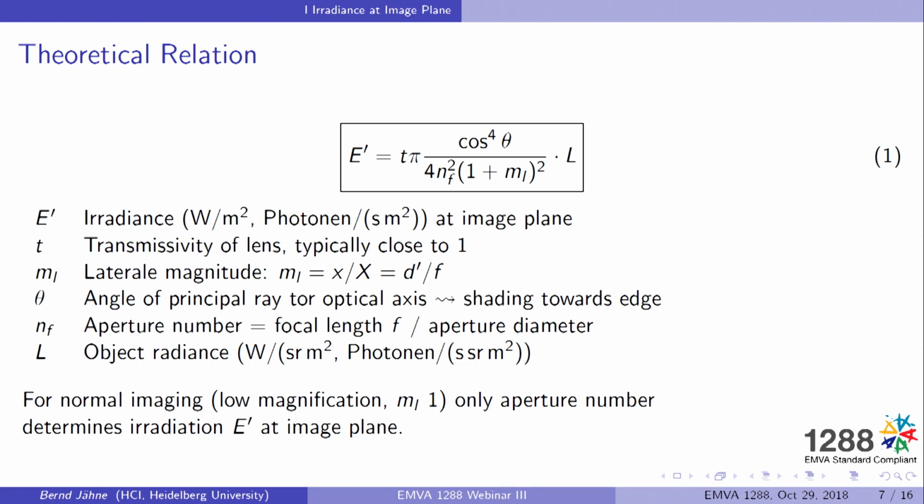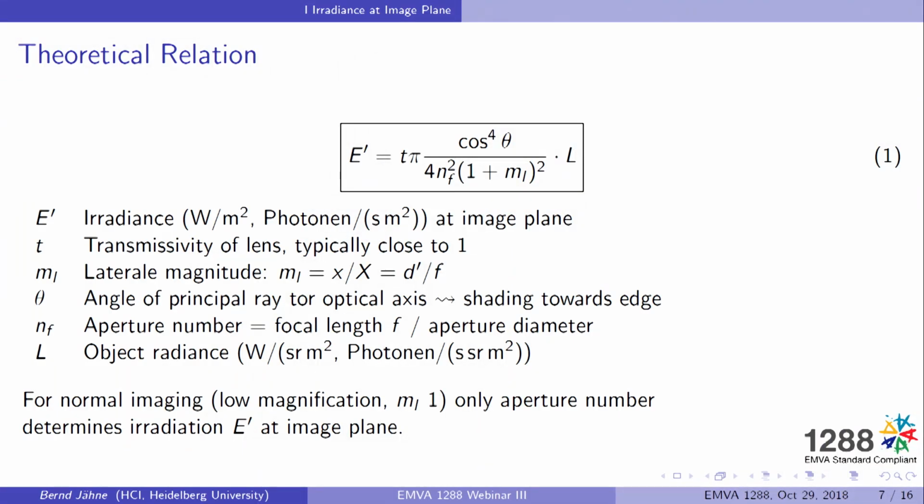If you want to check that, you can do the experiment by yourself by simply taking one lens with a certain aperture number, removing it, taking another lens with a different focal length, setting it to the same aperture, and then you will see the same brightness, or the image will be as bright. So the irradiance is actually inversely proportional to the f number squared.